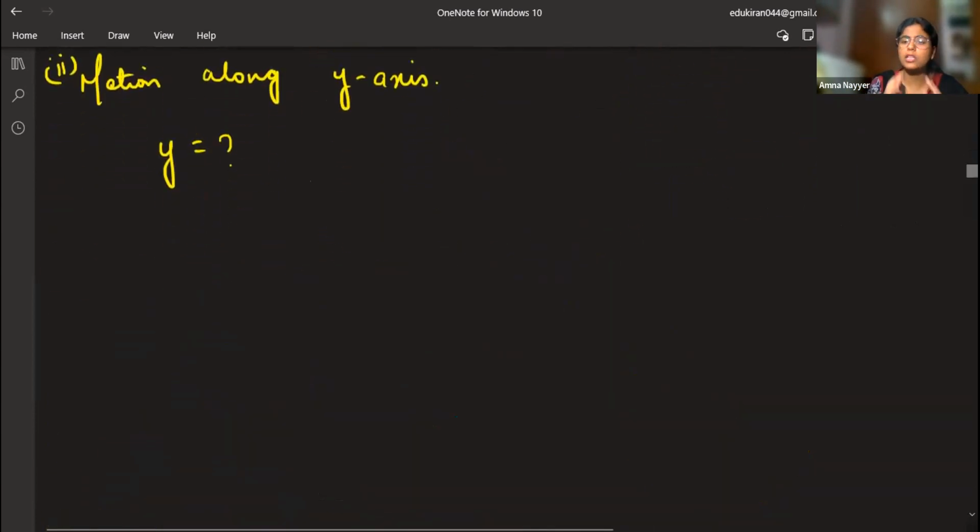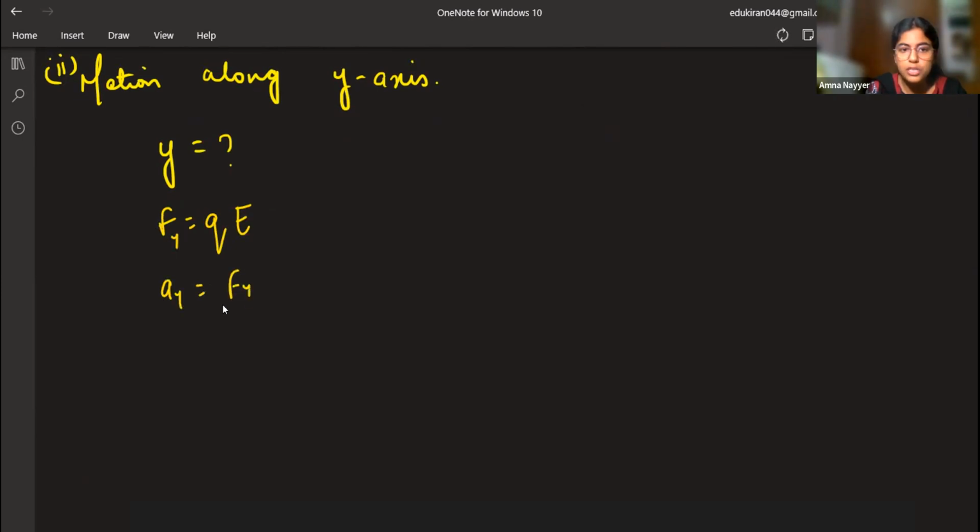See, we have to write all the details regarding the y-axis. Now a force will be there because the charge is in an electric field. Acceleration along the y-axis will be the force along the y-axis divided by mass. This will be QE by M. The time period we have already calculated from the first part, that was L by V.